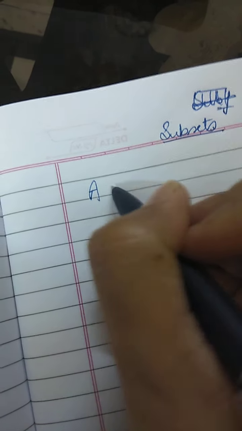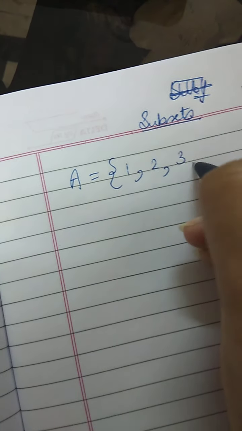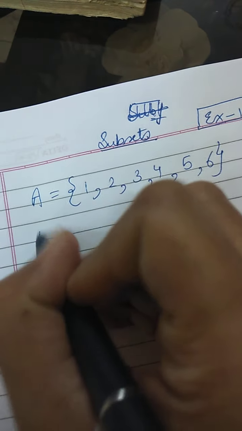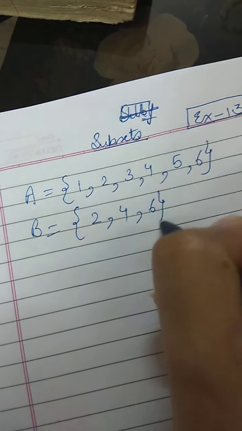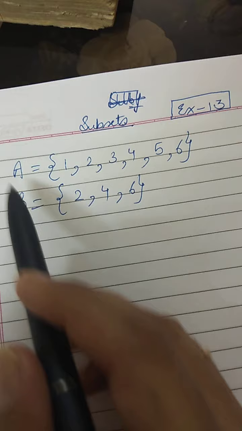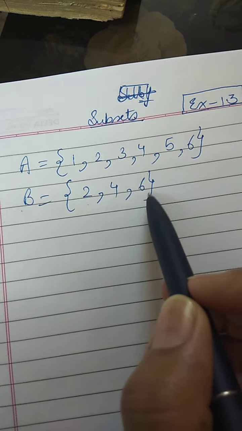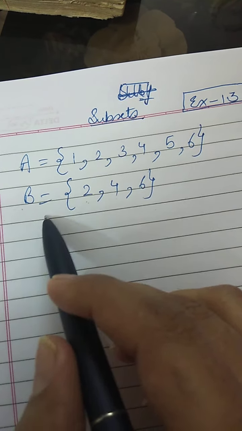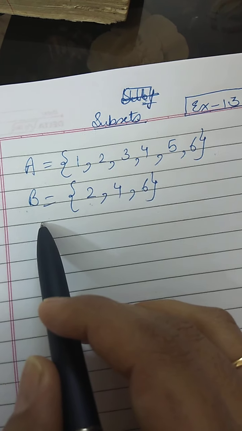If I am writing here a set A where A is having 1, 2, 3, 4, 5, 6. There are 6 natural numbers in the set A, and one more set B. I am writing it is having 2, 4 and 6. Right? Now, if I check these two sets, we can find that every element of B, the element 2, element 4 and element 6, is also present in A, but every element of A I can't say it is present in B.